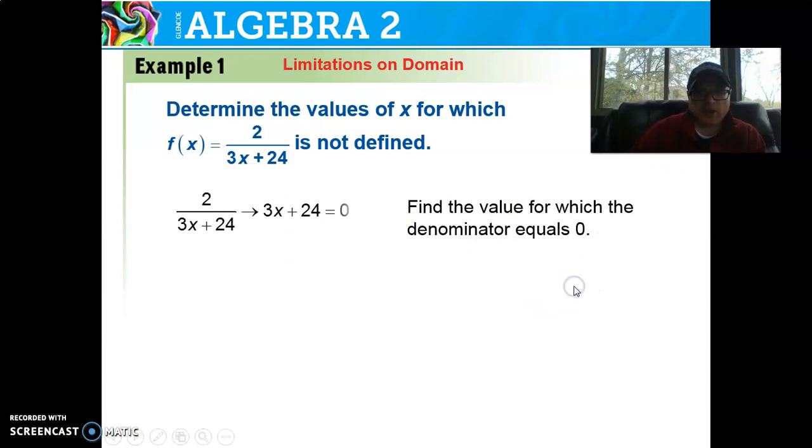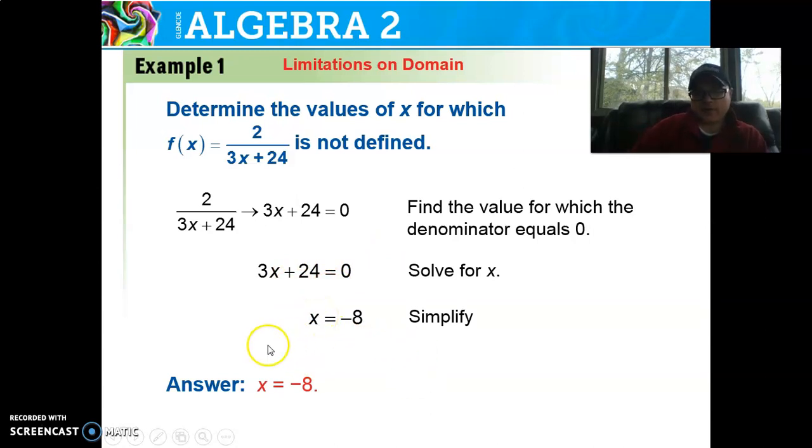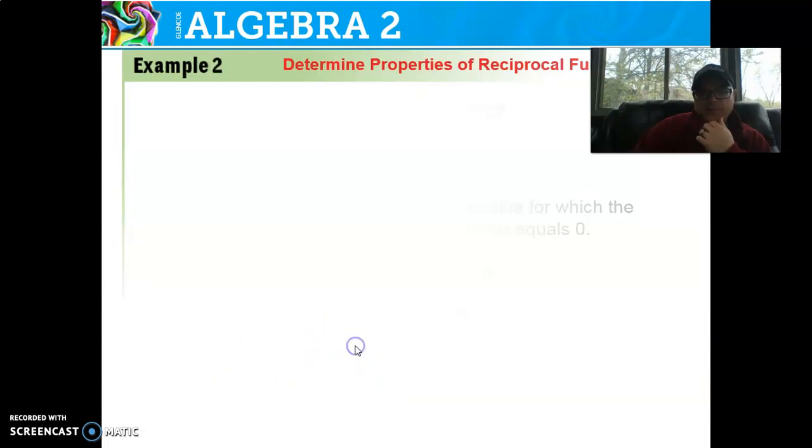So we take the denominator, 3x plus 24, and we set it equal to 0. And then we solve it for x. We subtract 24 and get -24 and then divide by 3. You might remember opposite of the back divided by the front in a simple linear equation equal to 0. So x equals -8 is the value of x for which this is not defined.